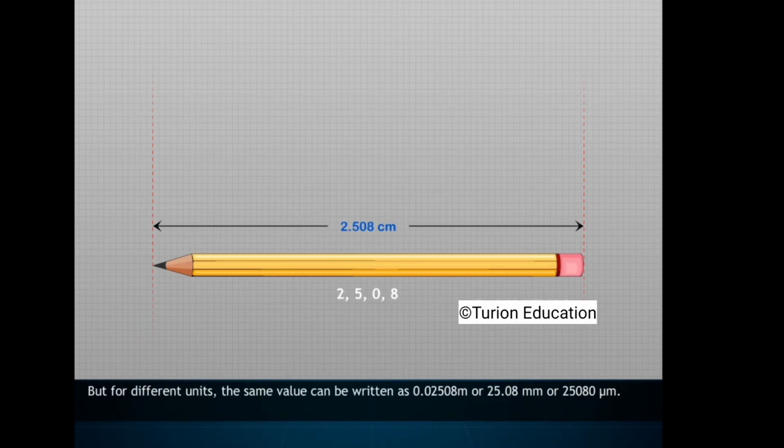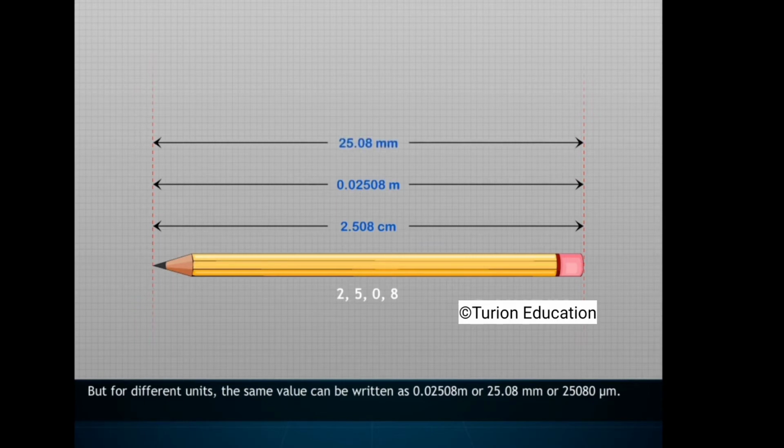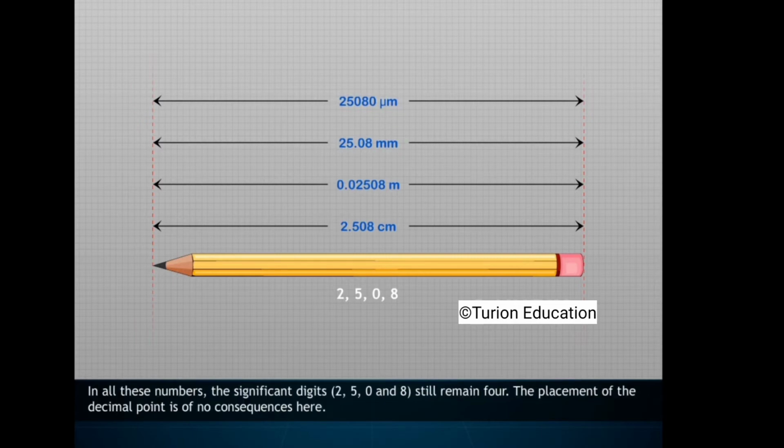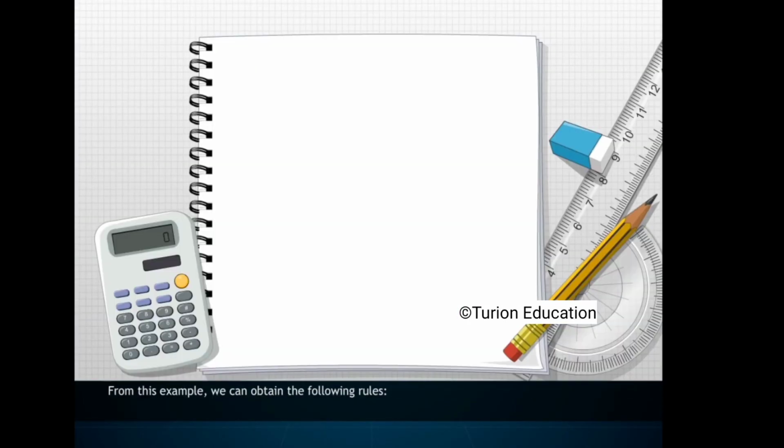But for different units, the same value can be written as 0.02508 meters, or 25.08 millimeters, or 25080 micrometers. In all these numbers, the significant digits 2, 5, 0, and 8 still remain 4. The placement of the decimal point is of no consequence here. From this example, we can obtain the following rules.